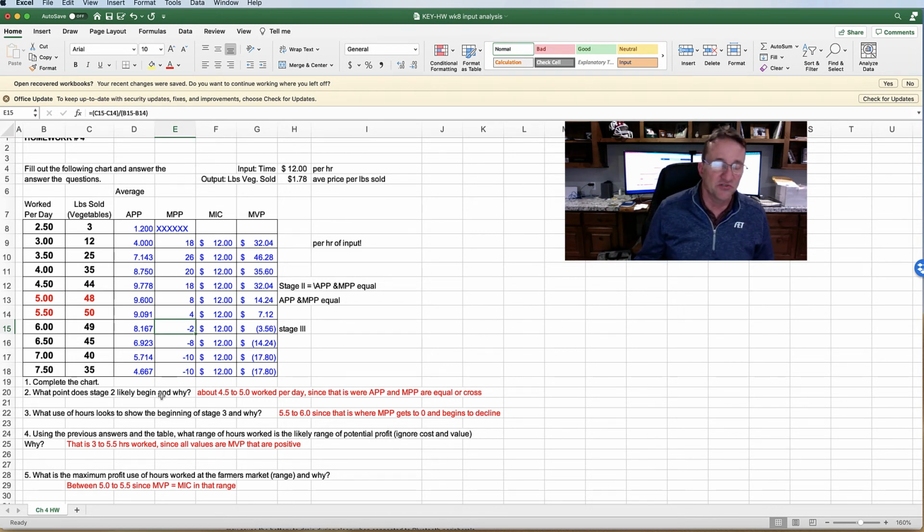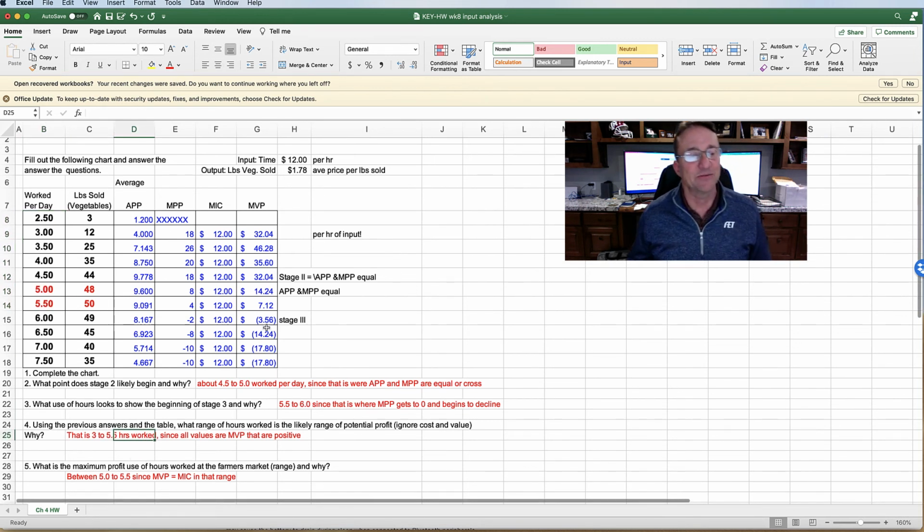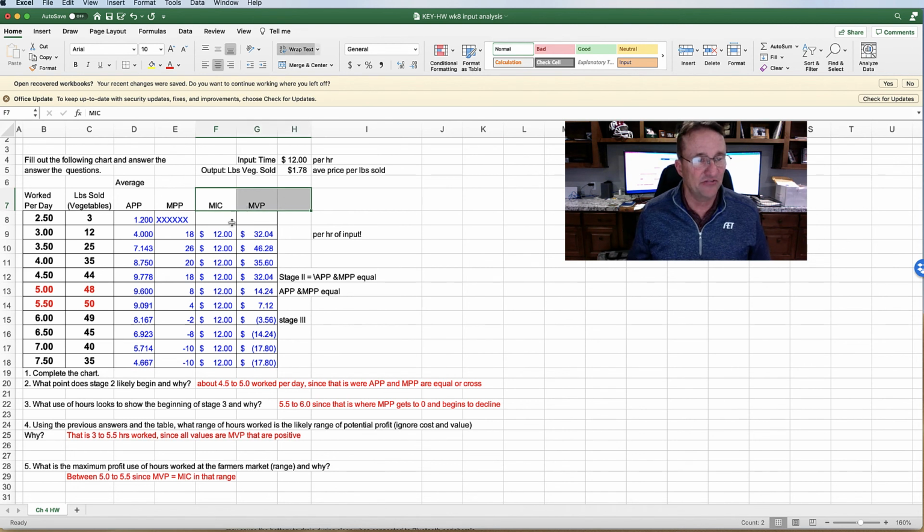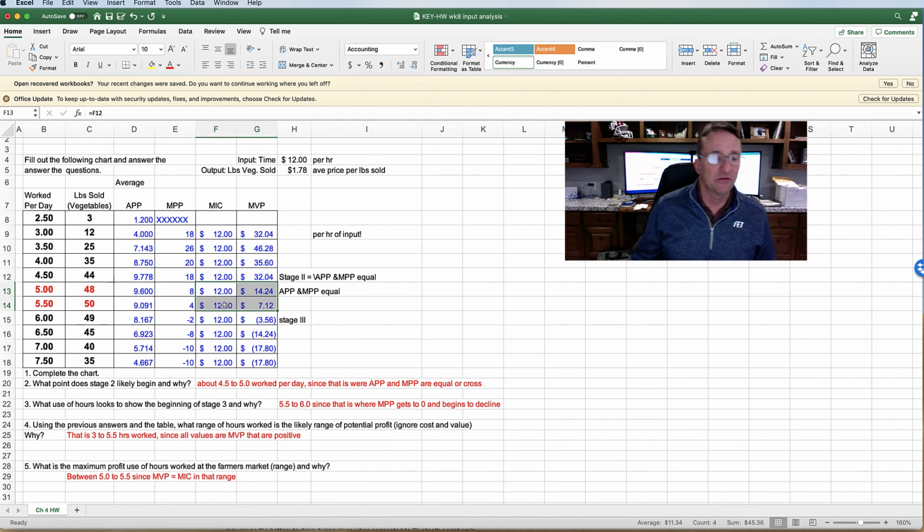All right, so next one, using the previous answer to the table, what hours of work would you potentially use? Forget what it cost. Well, if you use 2.5 all the way to 5.5, you're getting a harvest that is positive. So that's the answer to that. Anywhere from 2.5, or I said 3 here, but anywhere all the way up to 5.5. And then finally, we're looking at maximum profit. So if you're comparing these two, I would keep saying yes all the way till I got really here, but you would say somewhere between there and there, because that's where 12 equals. So 5 to 5.5 would be the answer there.